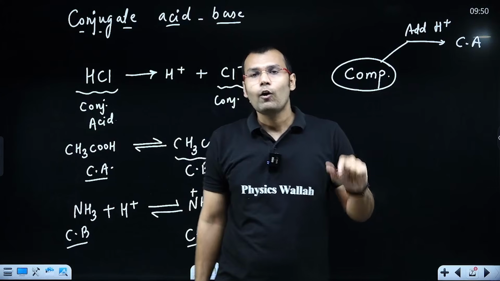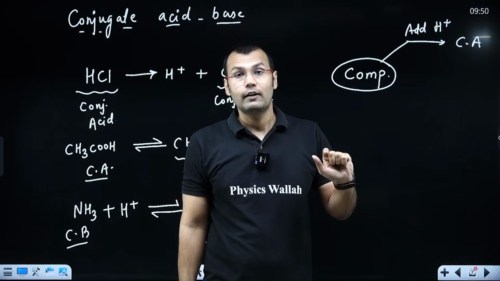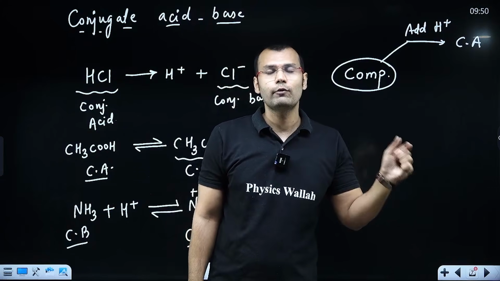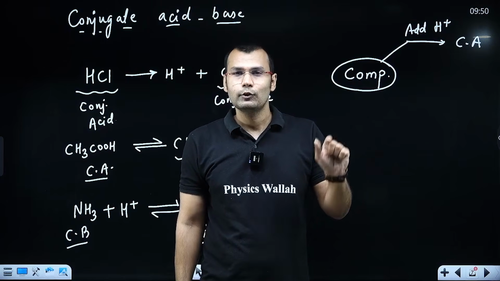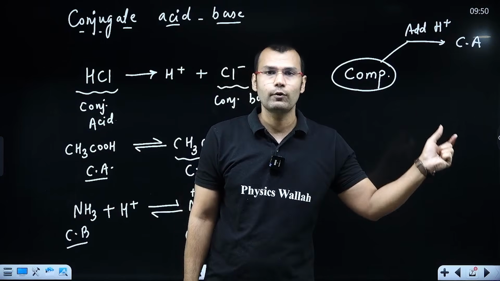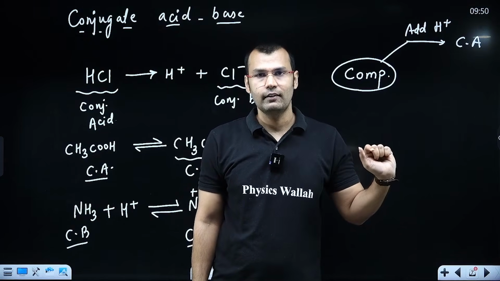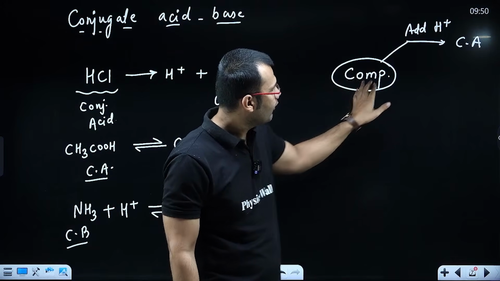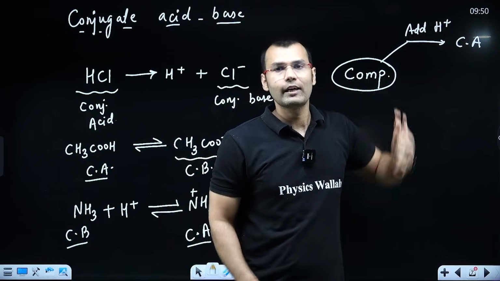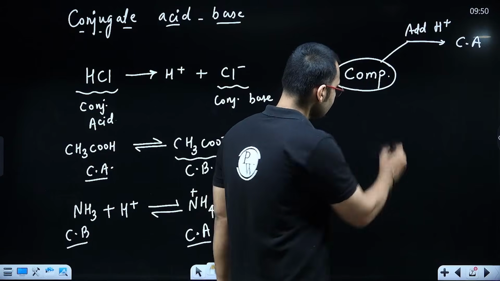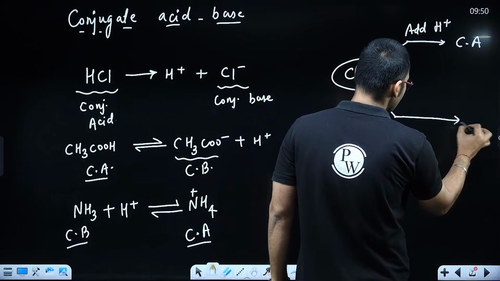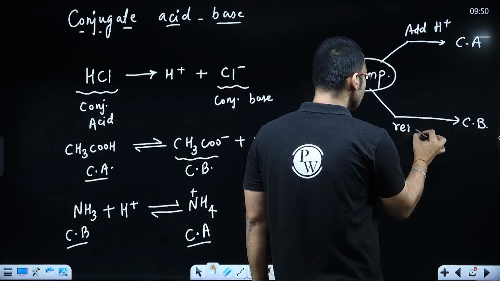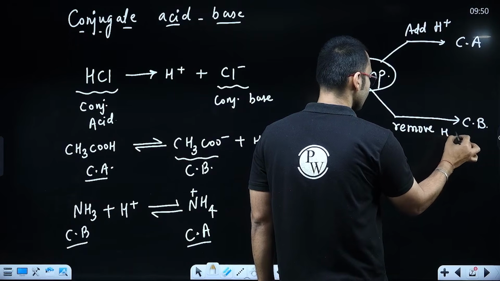What is the conjugate acid of H2O? For H2O, if you want to get the conjugate acid, one H plus will be added. So H2O plus H plus gives you the hydronium ion, H3O plus. So for any compound, if you want to get its corresponding conjugate acid, just add one H plus. And similarly, from any compound, if you want to get its corresponding conjugate base, just remove one H plus.